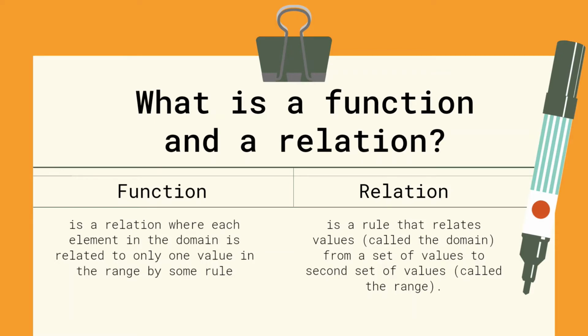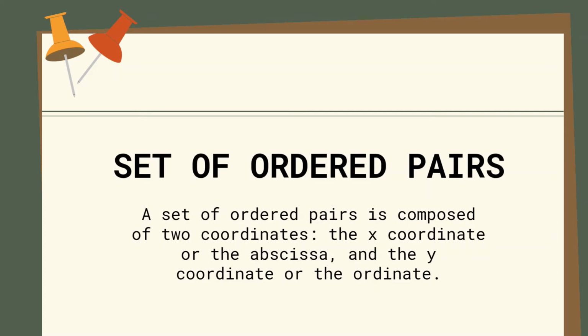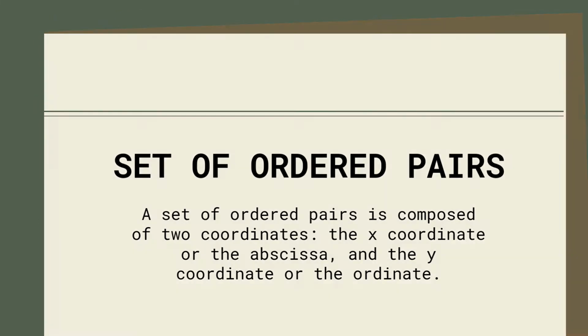There are a lot of variations of expressing functions and relations. First is by using a set of ordered pairs. A set of ordered pairs is composed of two coordinates: the x-coordinate or the abscissa, and the y-coordinate or the ordinate. In a set of ordered pairs, the domain is the set of all x-coordinates while the range is the set of all y-coordinates.